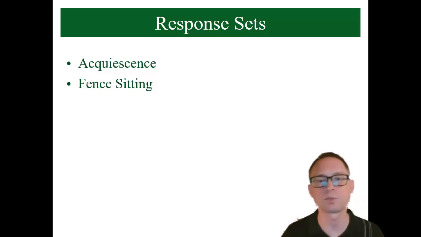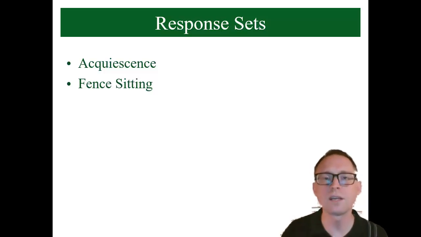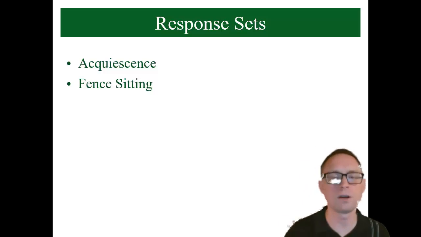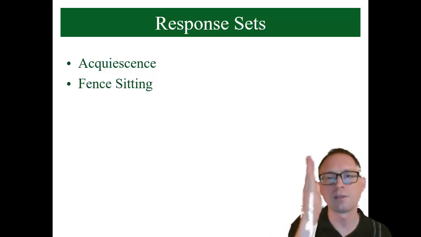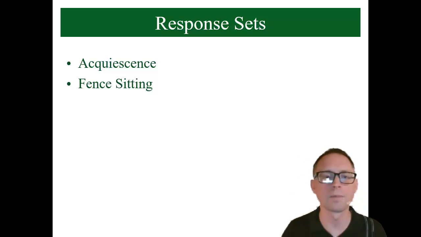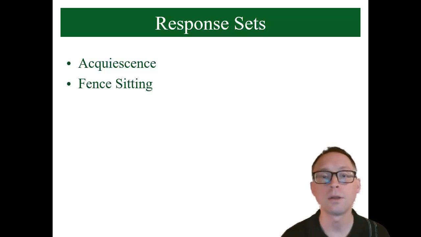That's acquiescent response set. Fence sitting is when instead they're like, oh gosh, I don't know, and they do neutral for everything. Neutral, neutral, neutral, and they do everything in the middle. They're sitting on the fence. They won't go one way or the other. Those are problems because they don't pick up the variability and the difference that people might have on the different concepts. And if they don't do that, then we're not accurately measuring the construct that we want to measure.